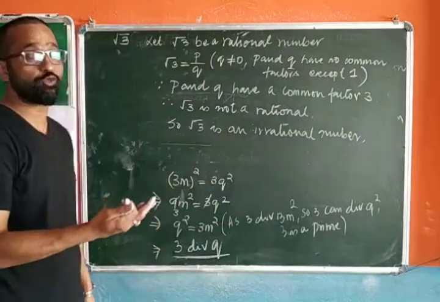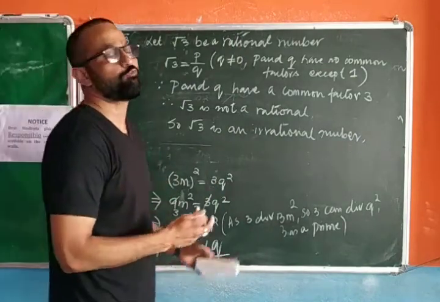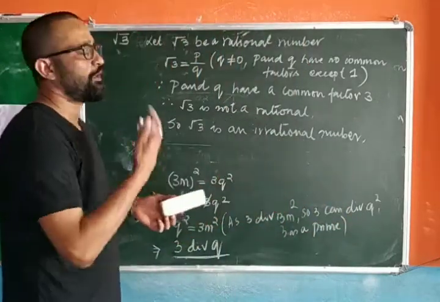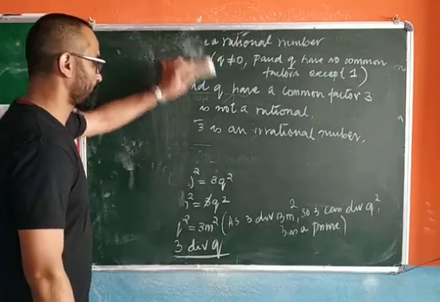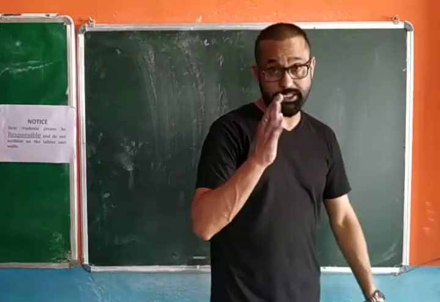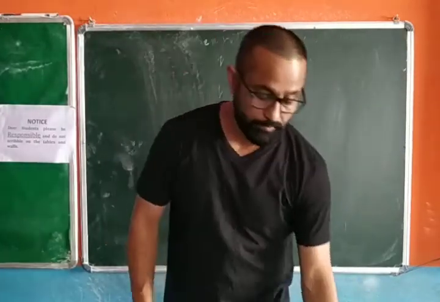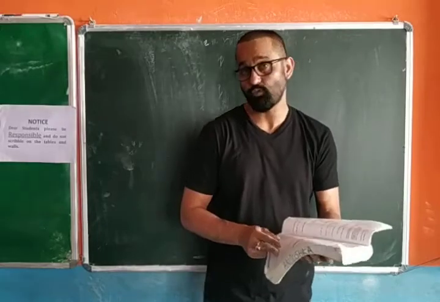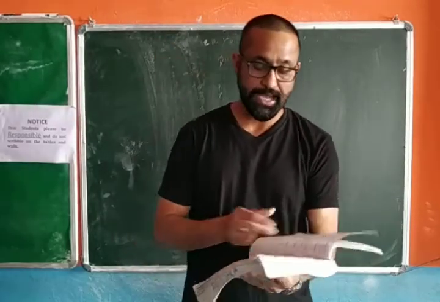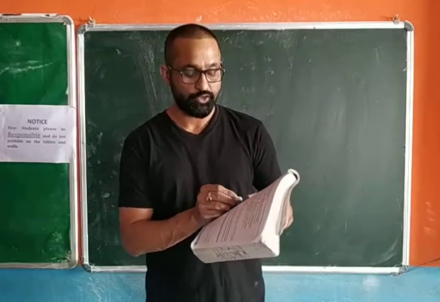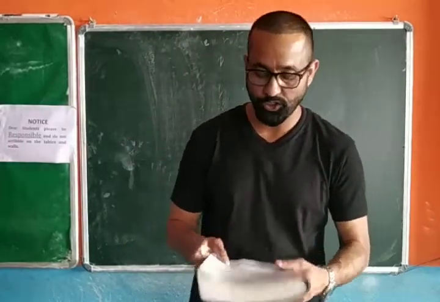Similarly, you can prove root 5, root 7, root 13, 11, and so on. So please do go through these steps involved in proving irrational numbers. You may get one question from this in exams. So you have so many things over there to prove it. Look at question number 2, exercise 1.2.